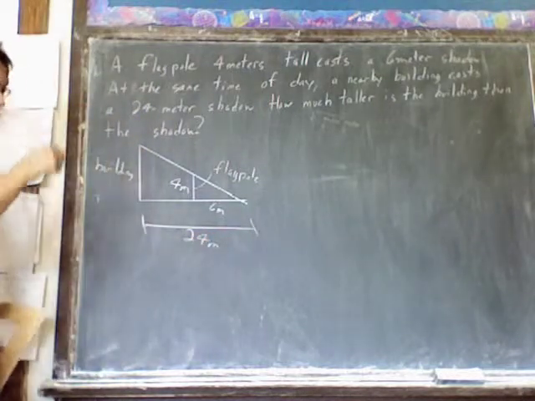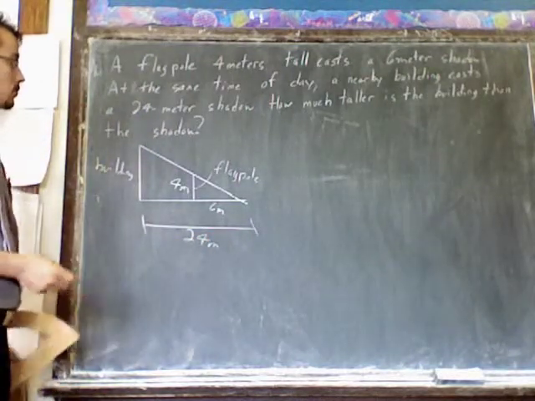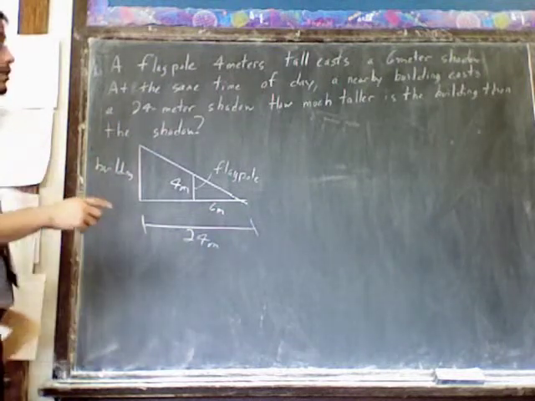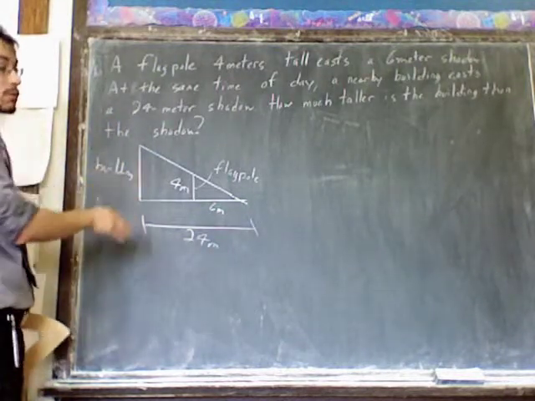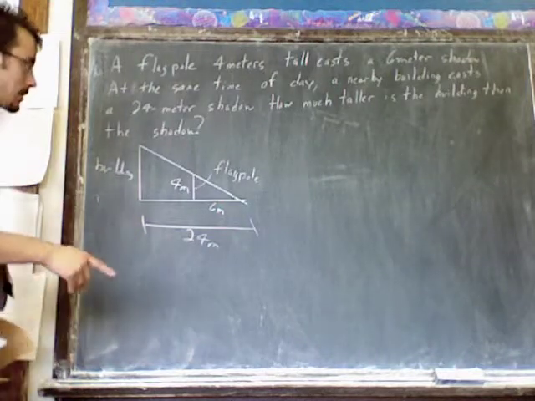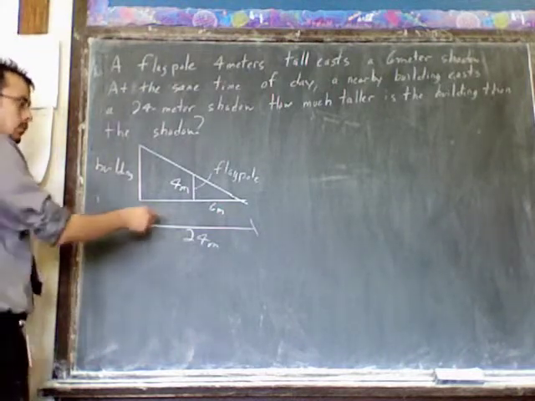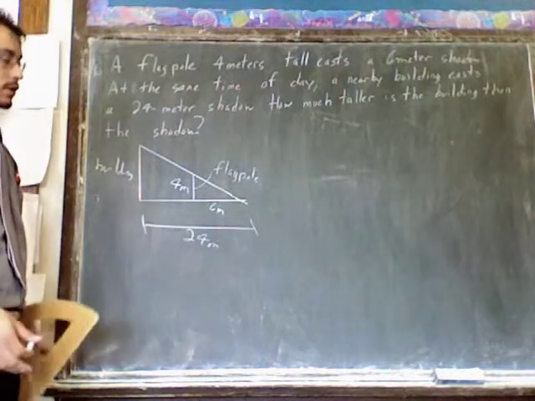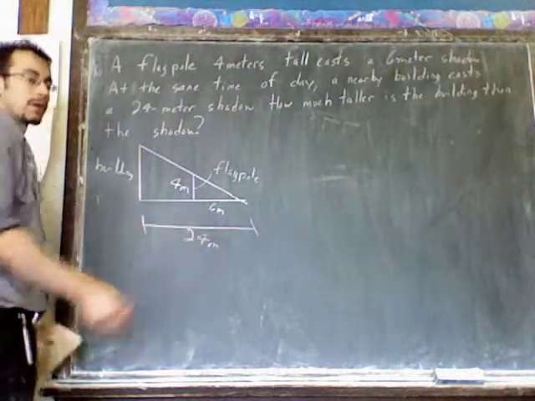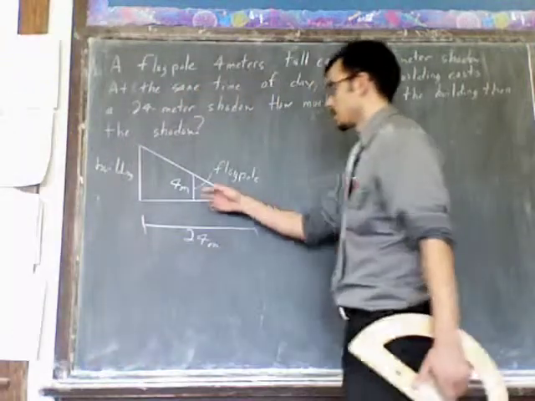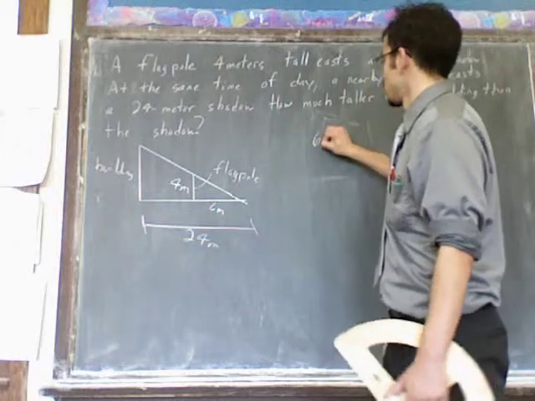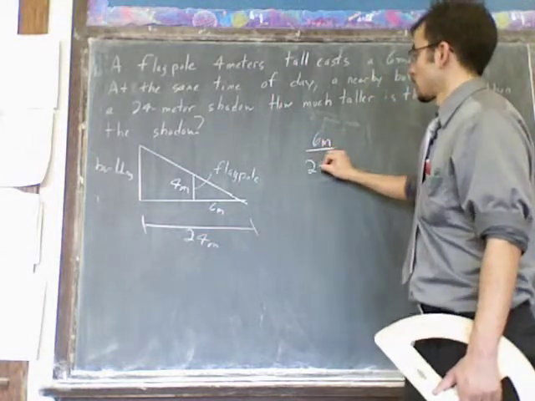Okay, well, we need to figure out how tall the building is. And then we actually need to know how much taller the building is than the flagpole itself. So we're going to have two steps, really. So let's create a ratio. We know that the size of the flagpole's shadow should be related to the size of the building's shadow, because these are similar triangles. I know the base of this triangle should be related to the base of that triangle. So 6 meters is to 24 meters.